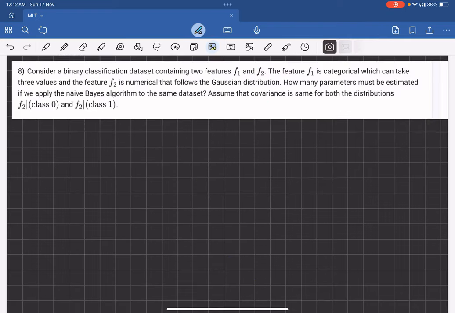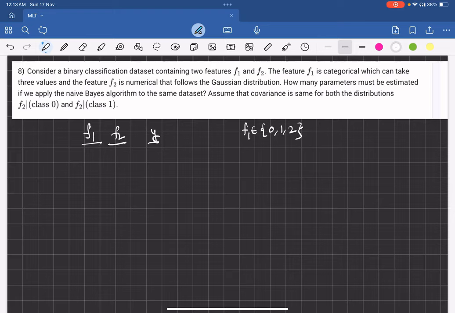We have a binary classification problem, two features f1 and f2. Let me write that down. We have f1, f2 and a label y. It says the feature f1 is categorical, which can take three values. Let me call them 0, 1 and 2. And the feature f2 is numerical and follows a Gaussian distribution, right?